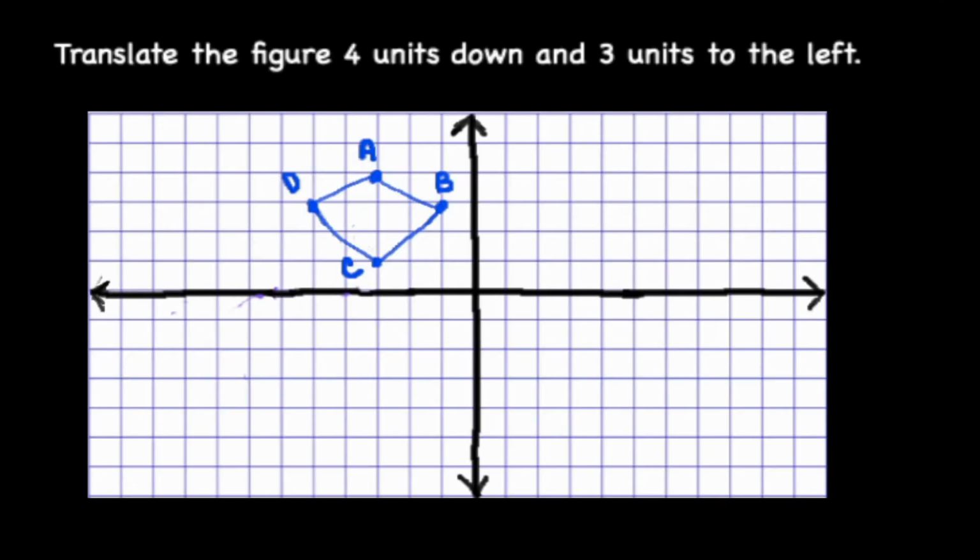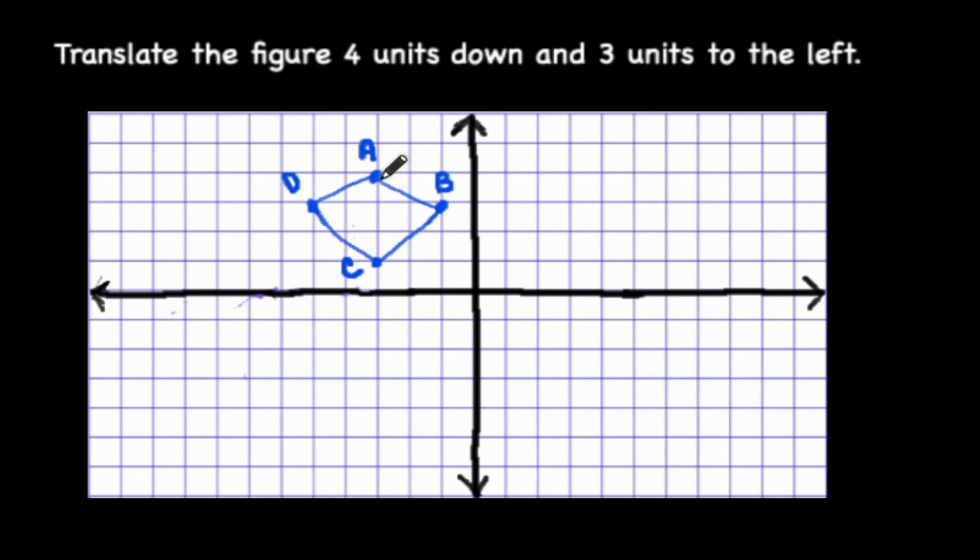So here we have to translate the figure 4 units down and 3 units to the left. So I like to go about this by starting with the first point, which is A. And so I'm going to start at A right here at this point, and let me use a darker color so that way we can see. Okay, so starting at A, I'm going to translate the figure 4 units down. So that means I'm just simply going down 4 units, and then I'm going to go 3 units to the left. So this is a simple transformation, which is a translation.